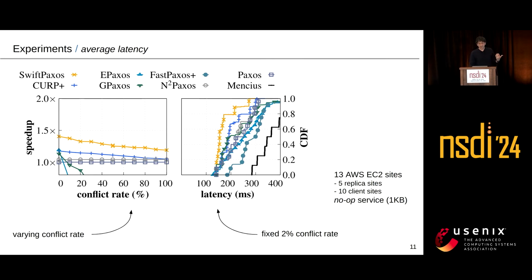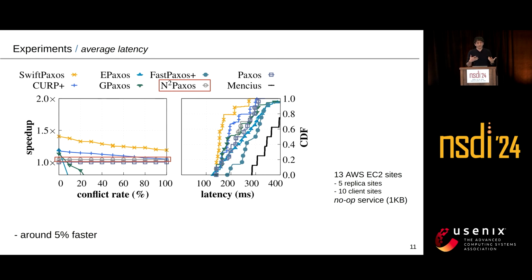We are comparing on the left, when we are changing the conflict rate, the latency of the protocol with respect to Paxos. And on the right, we are plotting the cumulative distribution function of the latency across all of the sites when we have a fixed 2% conflict rate, which is a value that is commonly encountered in practice. So Paxos is the baseline, that is, this is the 1x speedup.